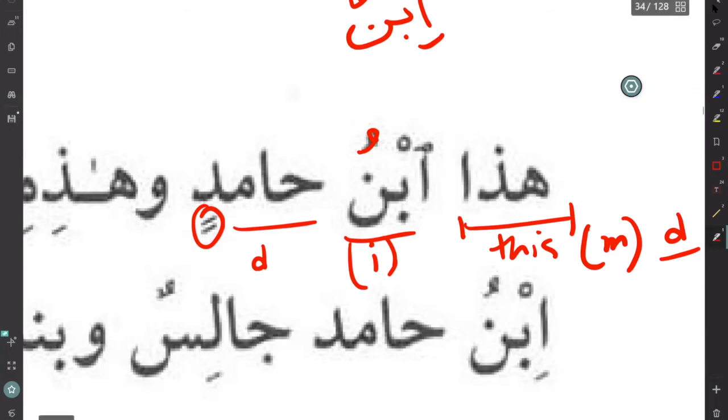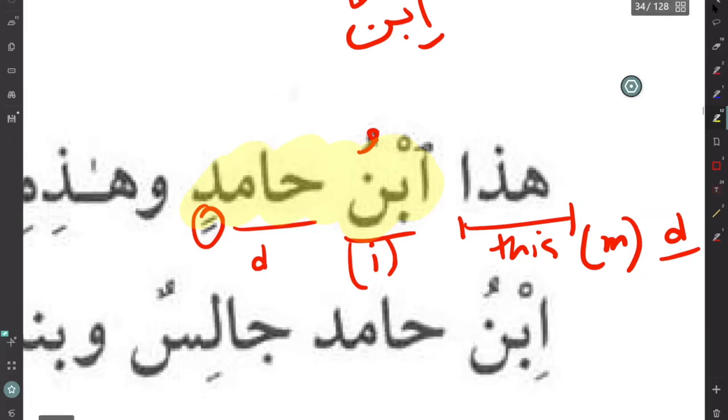So again, from the bird's eye view, in the beginning, I always want you guys to make your eyes sharpened for these kinds of things. Even though it might sound silly, it's really useful. Okay, so now from far away you're looking at Ibn Hamidin: first one indefinite, second definite. Okay, so this is an idafa.